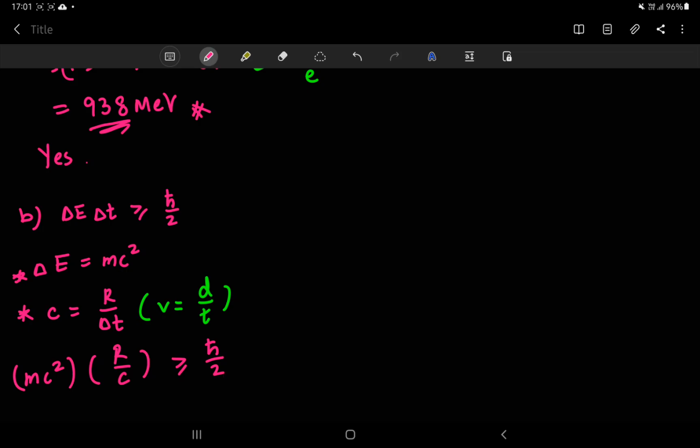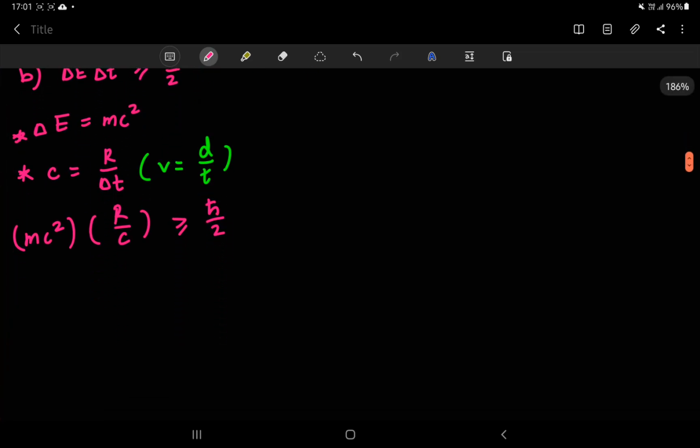Okay, so R is basically h bar over 2, so this and that cancels, mc, like that. So h bar is basically h divided by 2 pi multiplied with 1 over 2 mc.